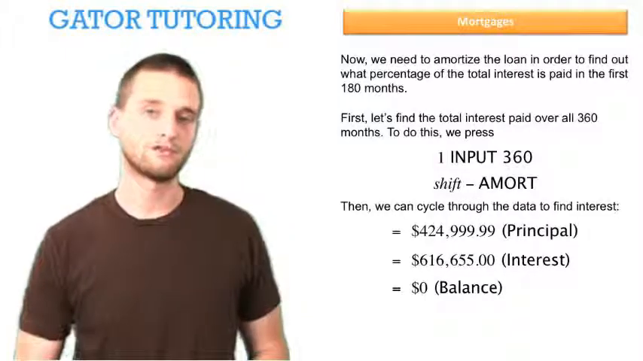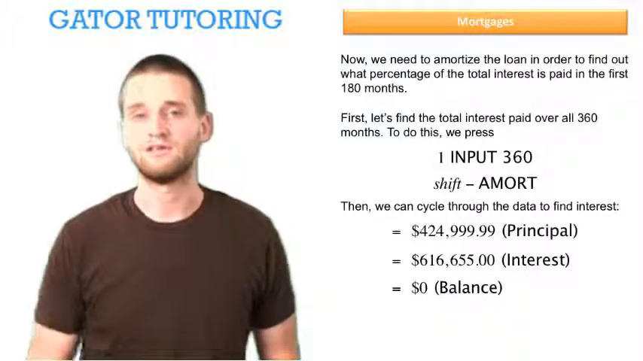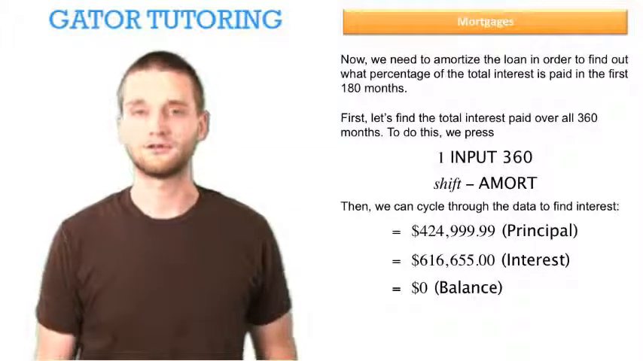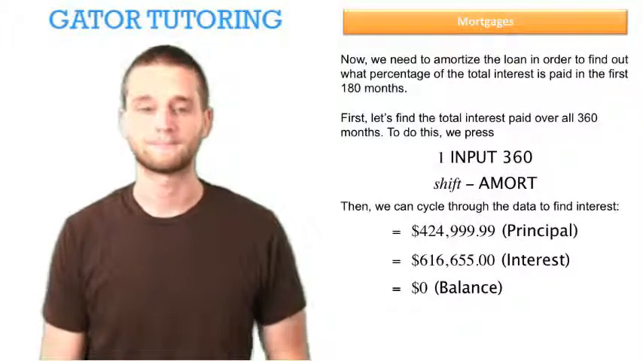If we were to hit equals one more time, we would get the balance that remains at the end of the last month in our range. And since the last month in this range is 360, which is the last month that we make a payment, the balance is $0. We paid the loan off completely.